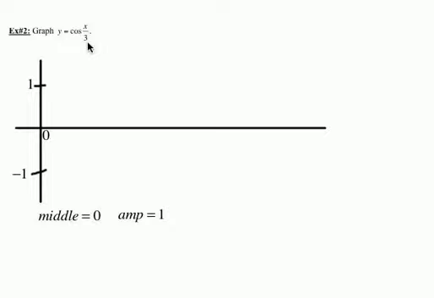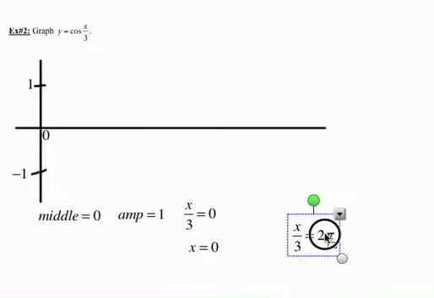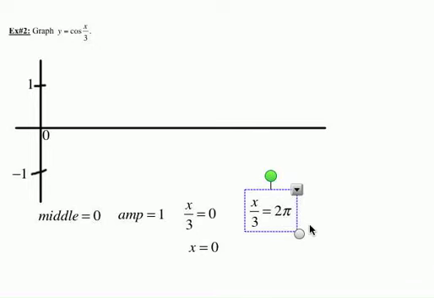Cosine's period begins at 0. So x over 3 equals 0. When we solve for x, that gives us our new beginning, which is x equals 0. Not much of a change. We do it again to find the end. x over 3 equals 2 pi because that's where the period ends. Solve for x, multiply by 3. x equals 6 pi.